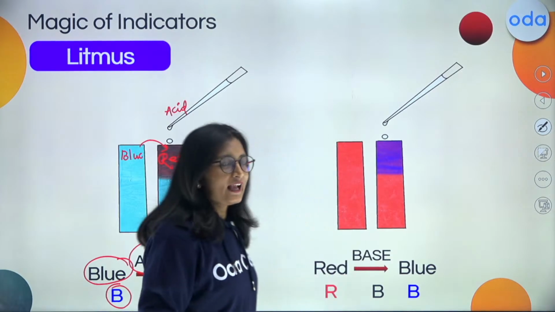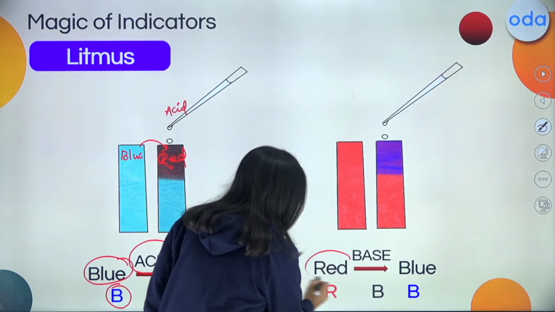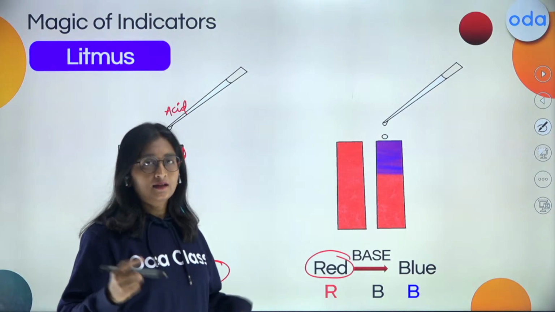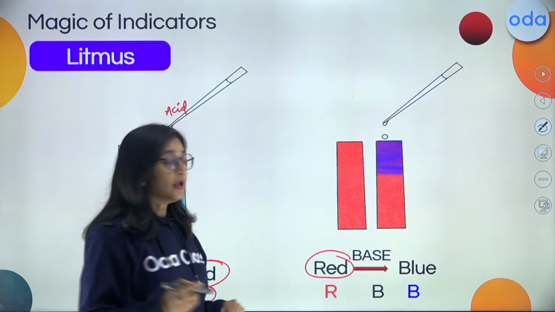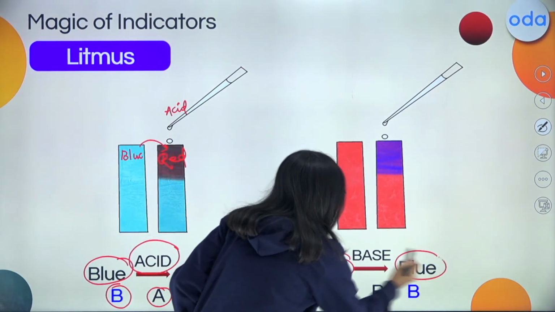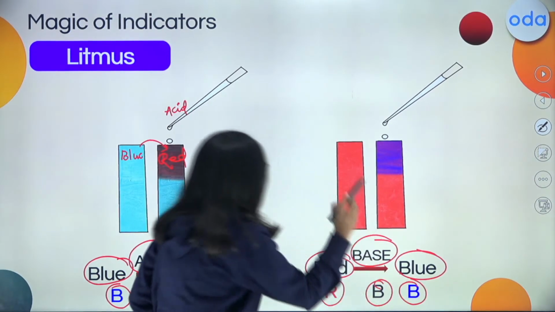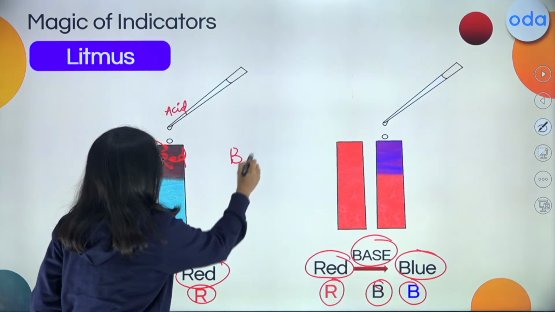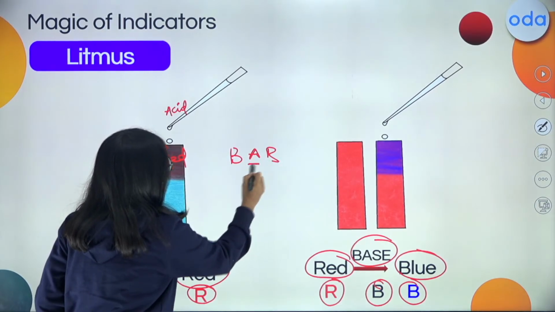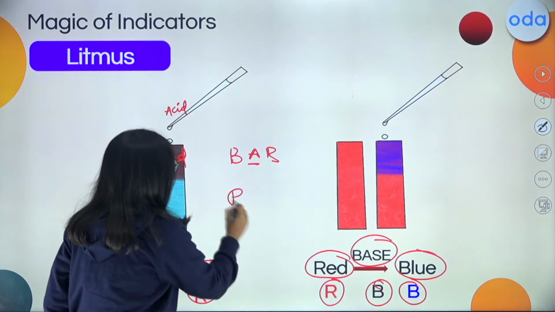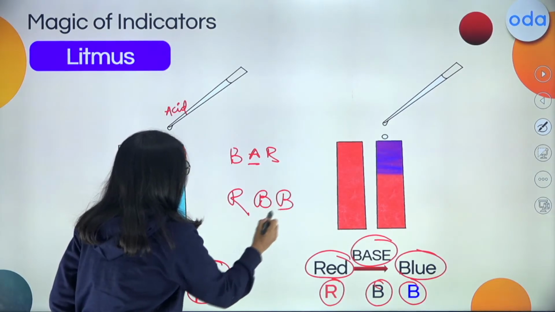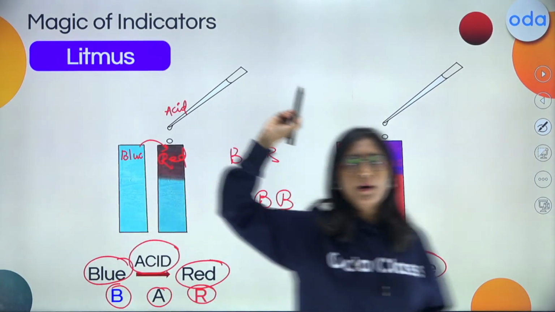Now looking into the next one, you will find how the red litmus changes into blue color in the presence of the base. For this, we have the mnemonic RBB. So you have to remember two things: BAR in case of acid, and RBB in case of the base. B for base and B for blue.